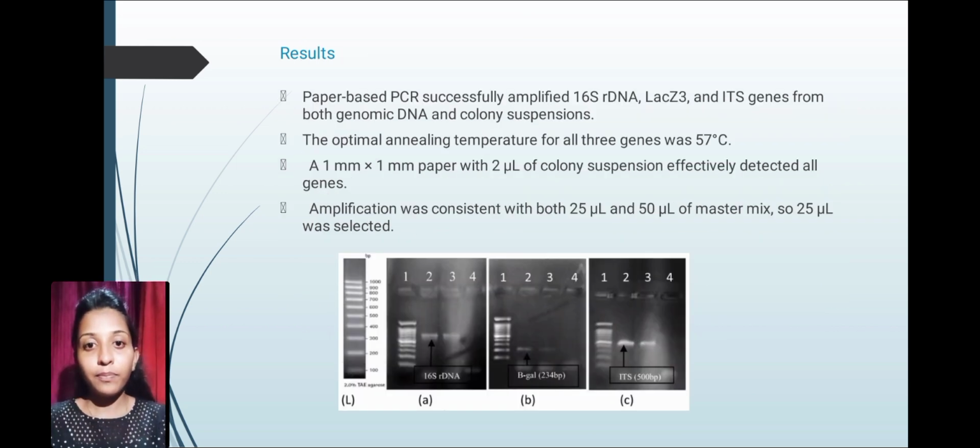Next is the result. Paper-based PCR successfully amplified 16S rRNA, lacZ3, and ITS genes from both genomic DNA and colony suspensions. The optimum annealing temperature for all three genes was 57 degrees Celsius. A 1 mm by 1 mm paper with 2 microliter of colony suspension effectively detected all genes. Amplification was consistent with both 25 microliter and 50 microliter of mix, so 25 microliter was selected.